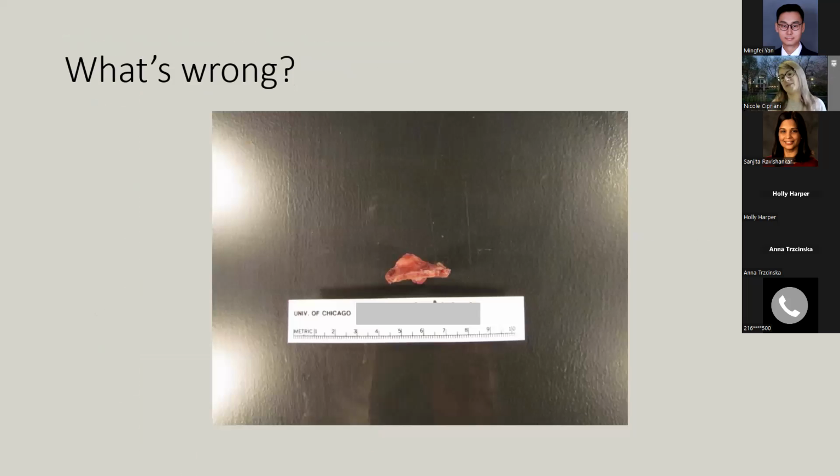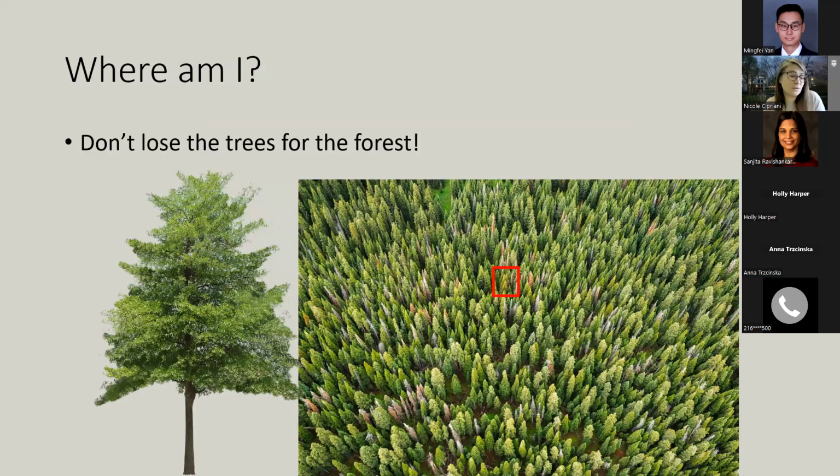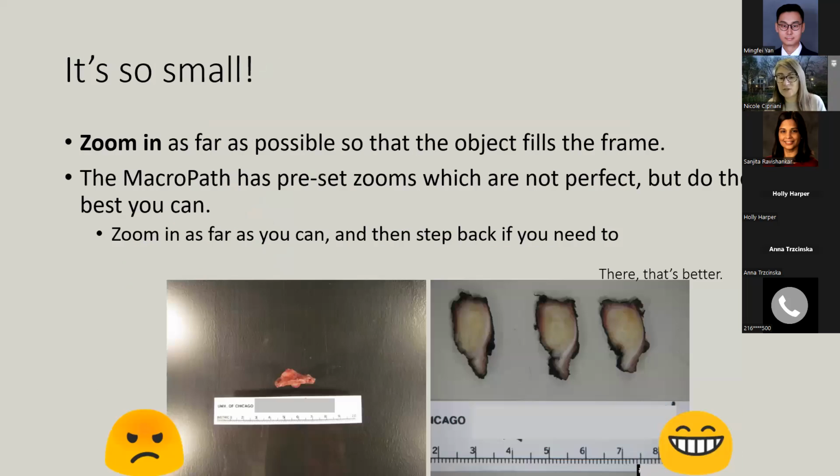Now I'm giving you the opposite problem, right? What's wrong with this specimen? I don't know if the camera doesn't have a zoom or you were unable to get close to it because the specimen was really stinky or something. I don't know, but zoom in, physically zoom in or zoom in electronically with your camera. So this is the opposite, right? Don't lose the trees for the forest. We don't really need all that white space, or in this case, black space in the background. So please zoom in as far as possible so that the object fills the frame.